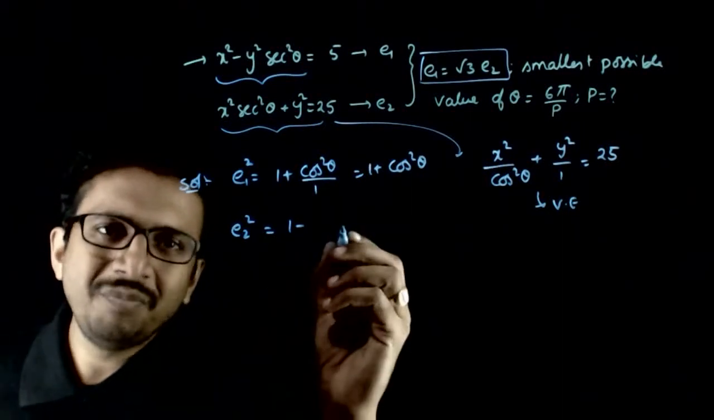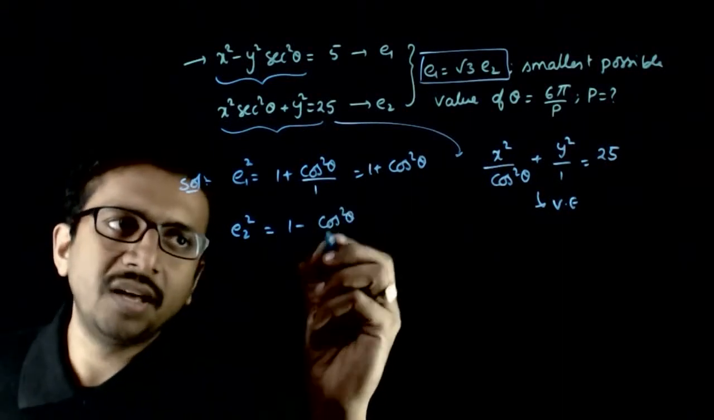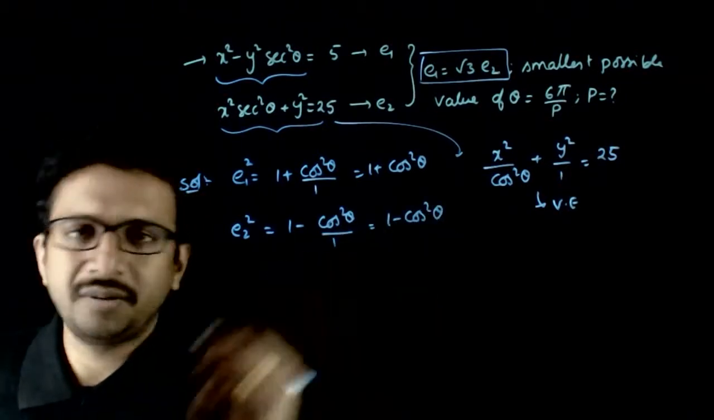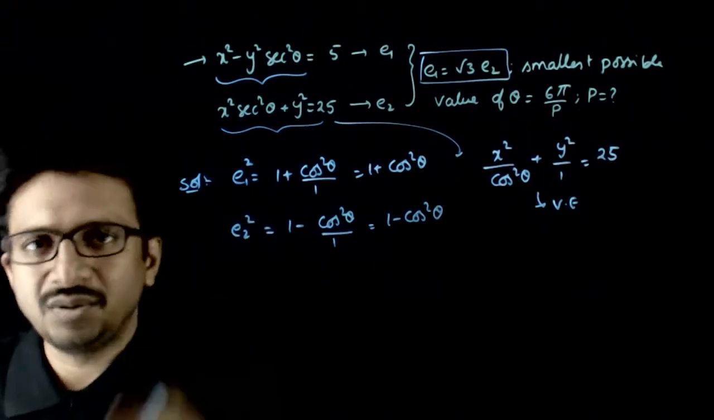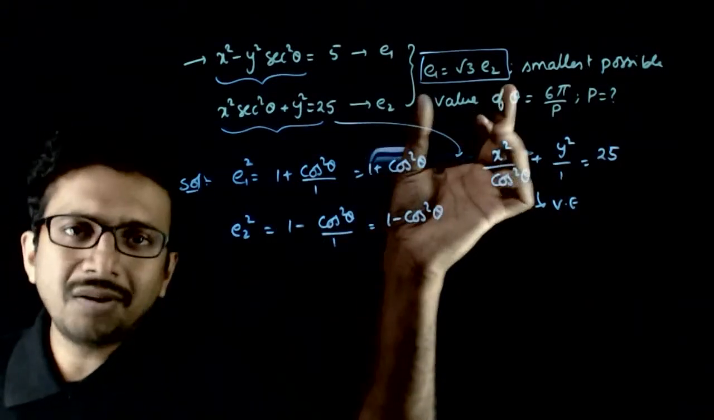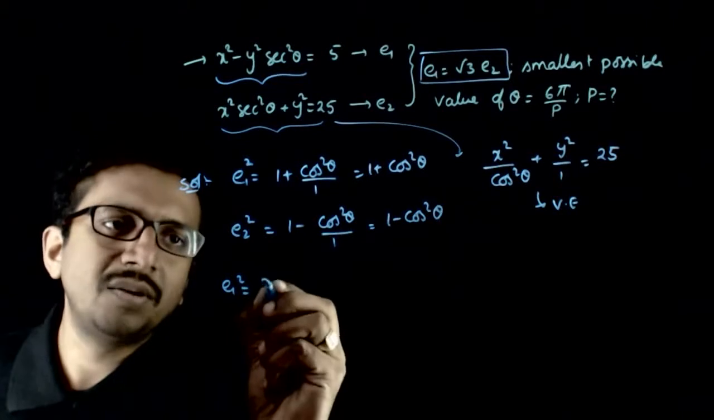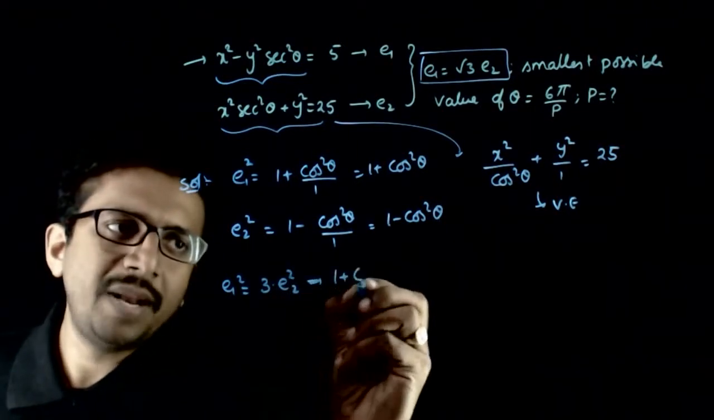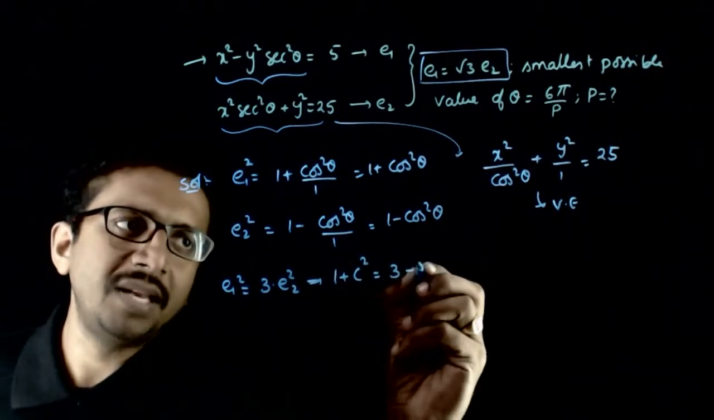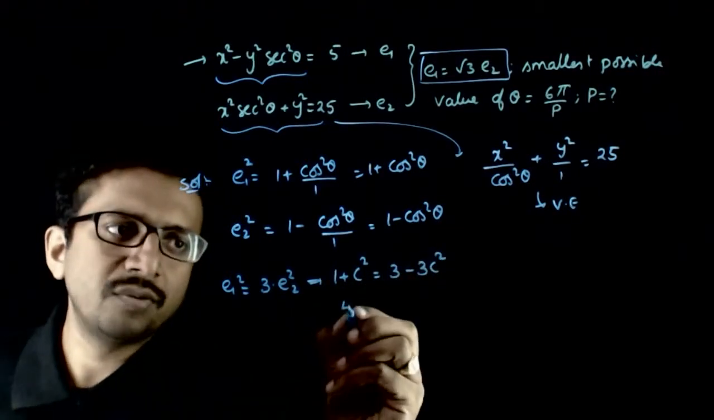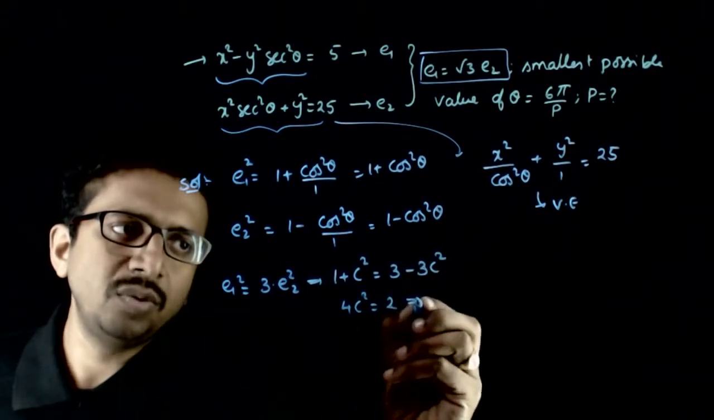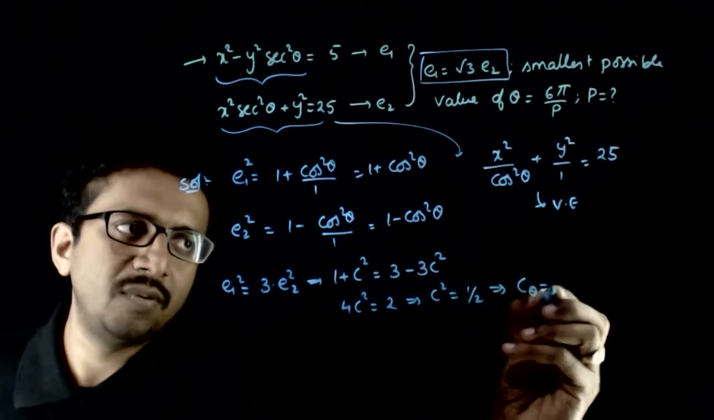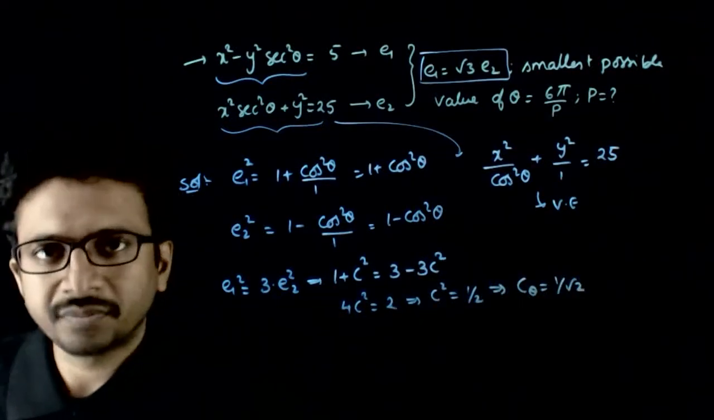So 1 − b²/a² becomes 1 − cos²θ/1, that is equal to 1 − cos²θ. So this is E1², this is E2². Now according to the given information, E1² is equal to 3 times E2². This implies 1 + cos²θ is equal to 3 − 3cos²θ. So 4cos²θ is equal to 2. So cos²θ is equal to 1/2. So cosθ is equal to 1/√2.